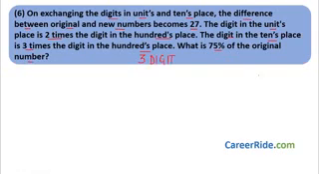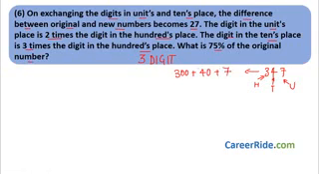Let us take an example of a 3-digit number, like say 347. This is the hundreds place, this is the tens place, and this is the units place. Now 347 can be written as 300 plus 40 plus 7, right? So this is nothing but 3 into 100 plus 4 into 10 plus 7 into 1. So hundreds place, tens place and units place. Any number can always be written in this format.